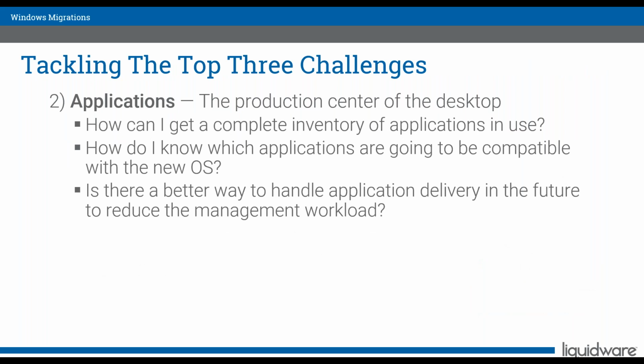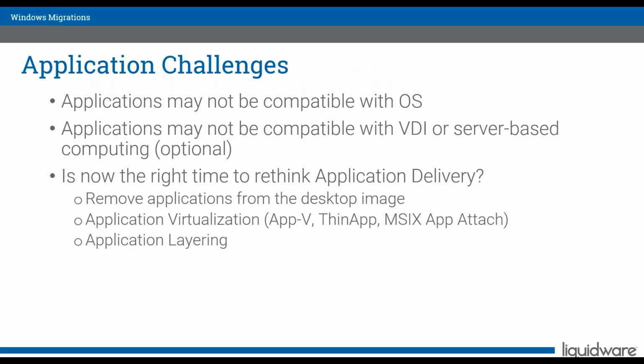All right, moving on. Applications. How do you know what you've got today so you can provide those applications that users need for productivity for their new desktop? How can you get a complete inventory of applications? How do you know which applications are going to be compatible with a new operating system version? And is there a better way to handle application delivery in the future so you can reduce your workload for making sure applications are available?